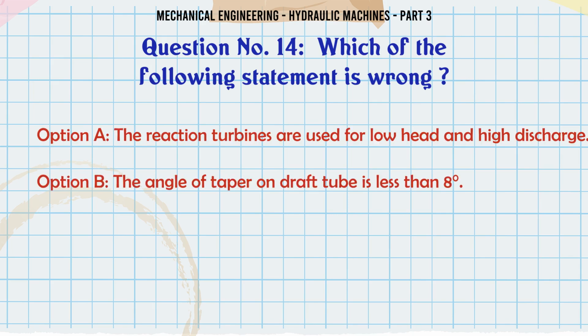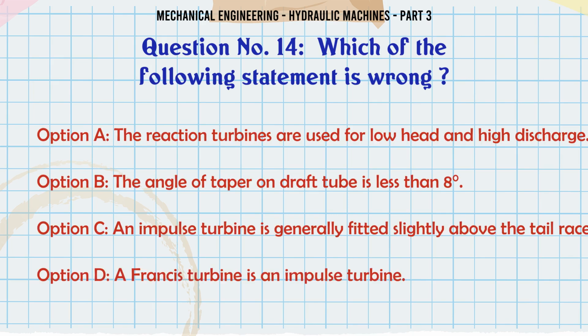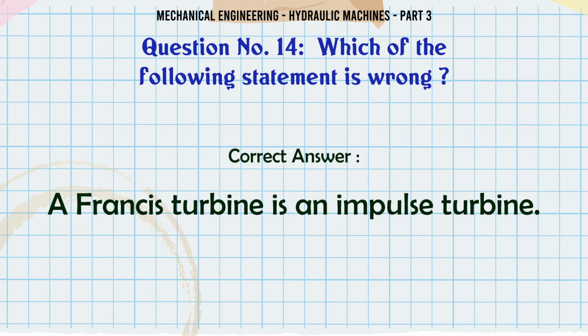Which of the following statements is wrong? A. Other reaction turbines are used for low head and high discharge. B. The angle of taper on draft tube is less than 8°. C. An impulse turbine is generally fitted slightly above the tail race. D. A Francis turbine is an impulse turbine. The correct answer is a Francis turbine is an impulse turbine.